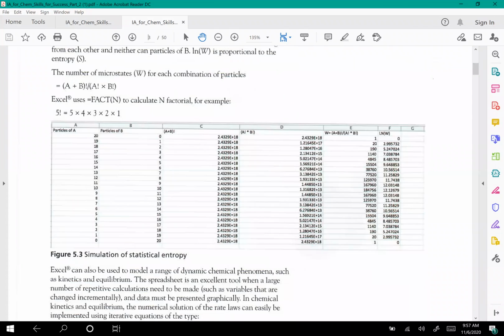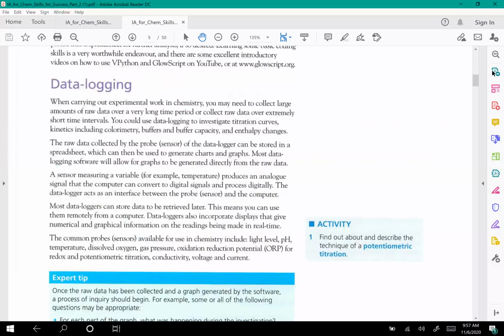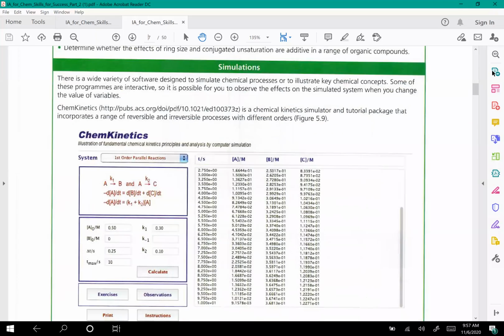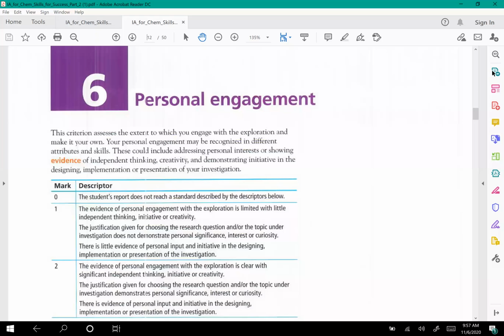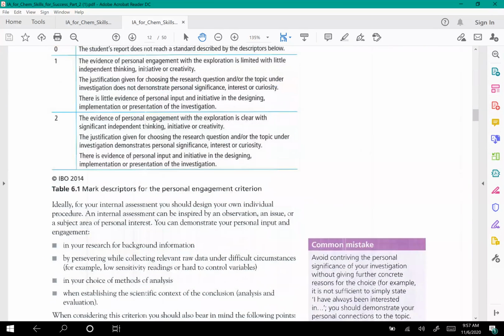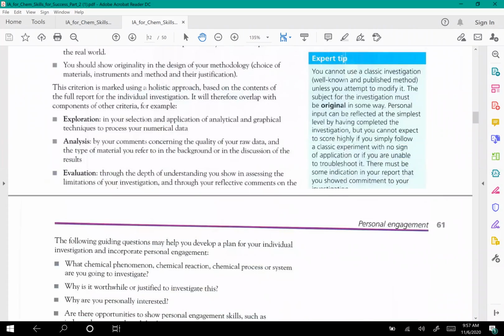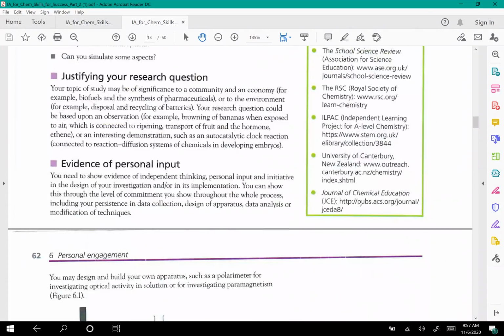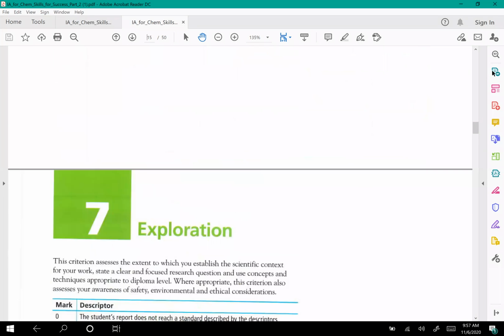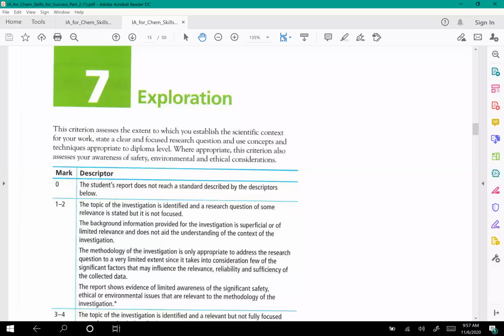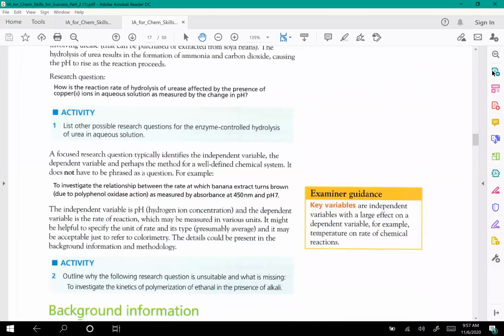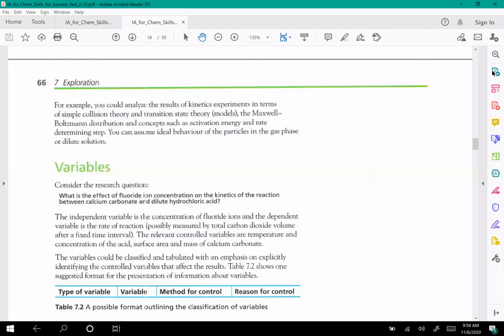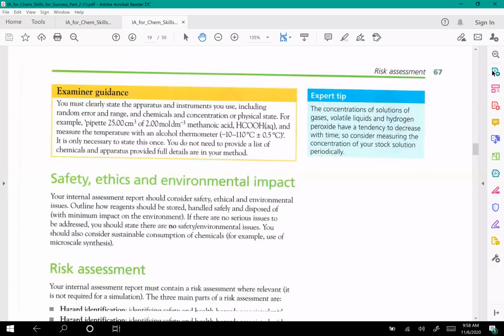So we need to skip all of these things about stuff that we don't need to know about. It's junk, but it's junk for us right now. Here we go. Personal engagement. It's going to tell you what you're looking for on personal engagement in just a couple of pages here. And then you're going to get to the exploration, and it'll tell you a little bit about what's expected. So it's not a ton of reading, but it'll give you an idea of what is expected.